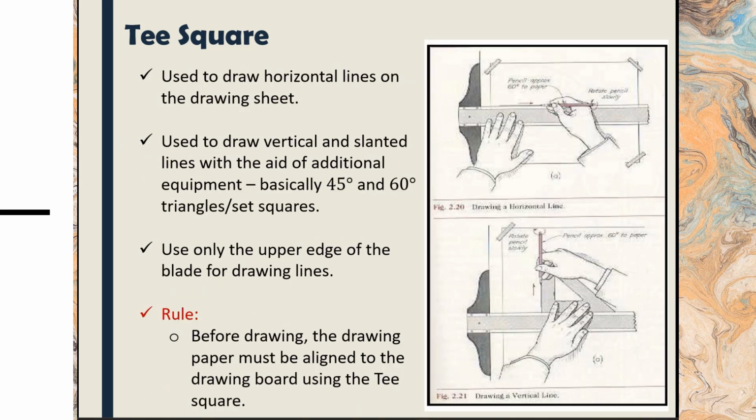The T square is used to draw horizontal lines on the drawing sheet. It can also be used to draw vertical and slanted lines with the aid of additional equipment such as the 45 degree set square and the 60 degree set square, otherwise known as triangles. So to draw any line on your drawing, you need a T square.